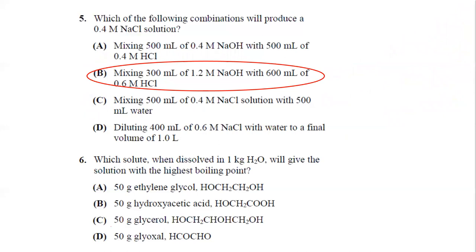Now, one thing to say is if everything's in milliliters, you can leave everything in milliliters. If you have milliliters and you want liters, or if you have liters and you want milliliters, then you have to take that into account. But in the same way, if I take 300 times 1.2 and divide all of that by 900, it will cancel out when we get to our molarities. So that's okay as well.